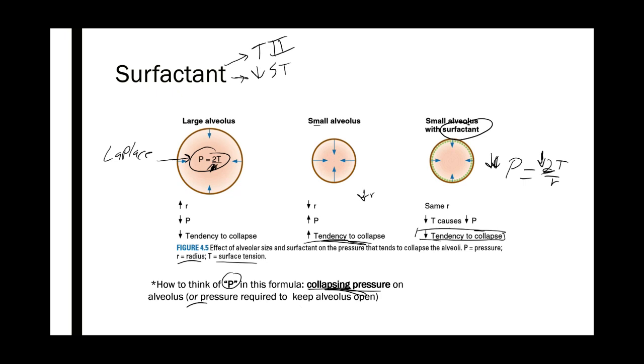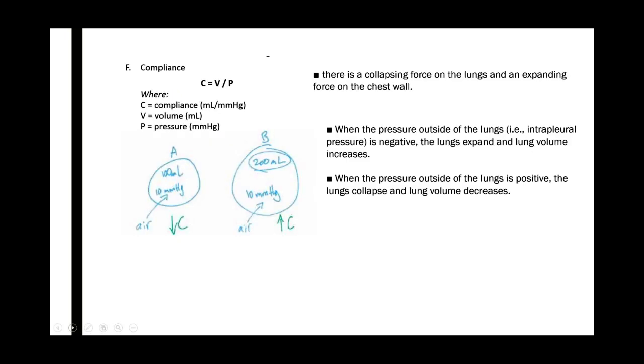Another way to put it is surfactant decreases the pressure required to keep the alveolus open. Makes it less likely to collapse. Okay, let's talk a little bit about compliance.